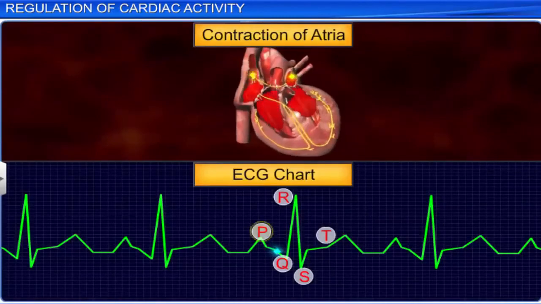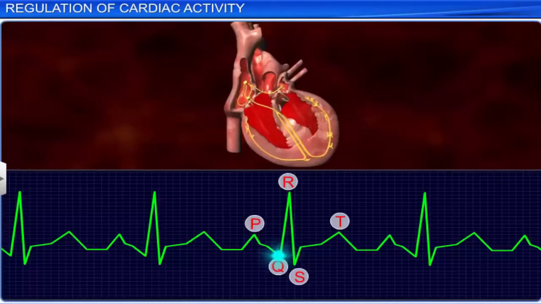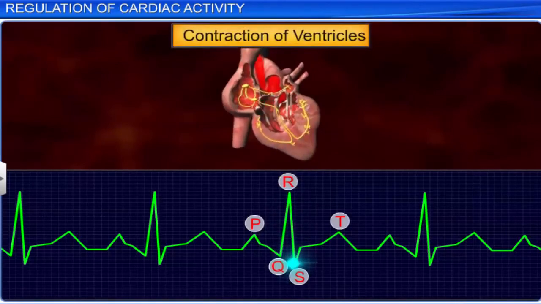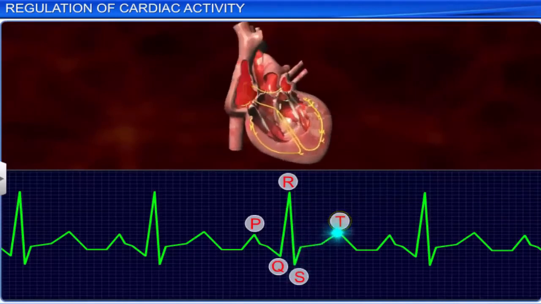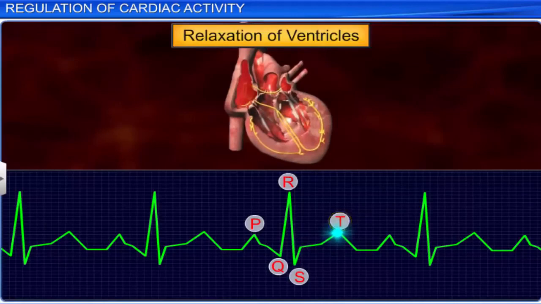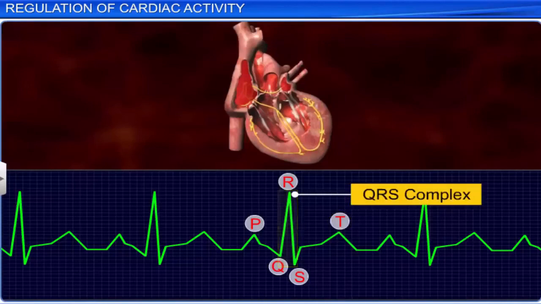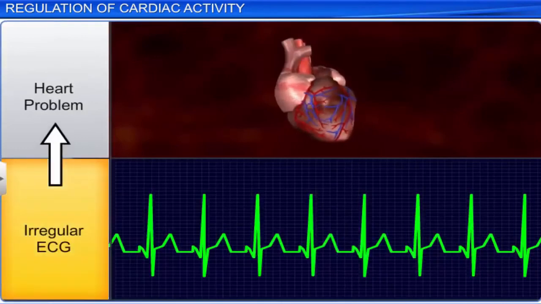Here, the P wave corresponds to the contraction or depolarization of the atria, that is, the atrial systole. It is followed by the QRS wave, which corresponds to the contraction or depolarization of the ventricles, that is, the ventricular systole. The final T wave corresponds to the relaxation of the ventricles to the normal state or repolarization, and the end of the systole. The number of QRS complexes equals the number of heartbeats. Hence, any deviation from the standard ECG signals a problem relating to the heart.